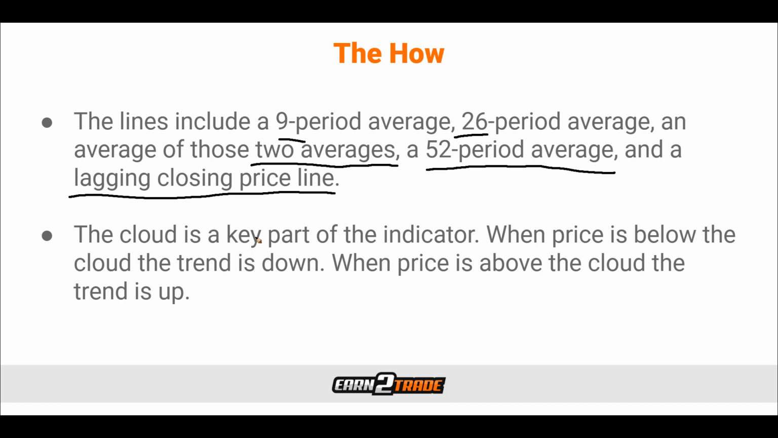Now, the cloud is a key part of the indicator. When price is below the cloud, the trend is down. When price is above the cloud, the trend is up. So above the cloud, up. Below the cloud, down. Pretty easy way to remember that one.